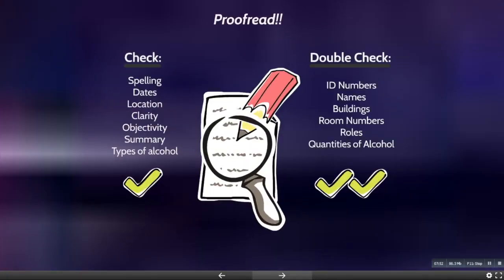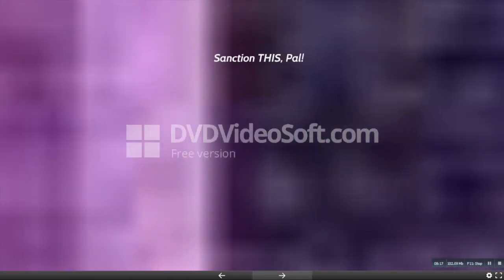Now we're going to talk about proofreading. It's important that you check, double check, and triple check all your information. So making sure your spelling is right, your dates, location, are you being clear enough? Are you objective enough? Did you give a good summary? Did you get all the ID numbers right? Did you write down the correct names, the buildings, the room numbers? Double check your roles and make sure that you have everybody in the right role.